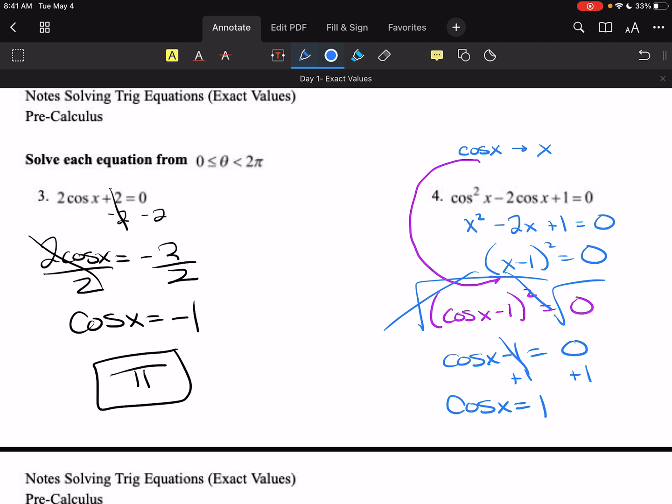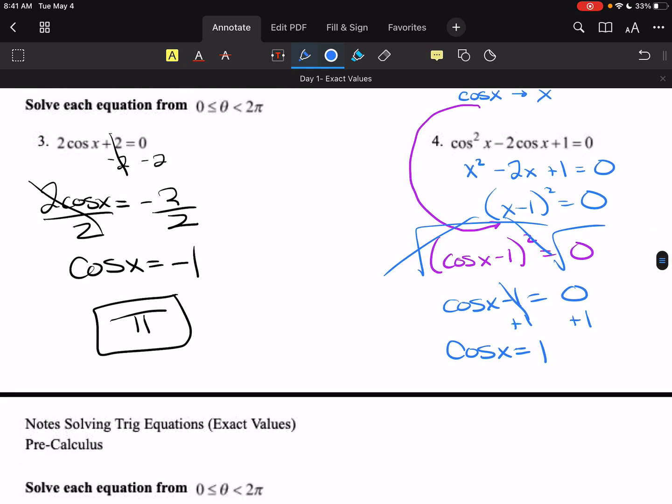So this is where some mistakes will be made. Remember our restriction, right? We're going from 0 to 2 pi, but the 2 pi is not included. Cosine of x equaling 1 happens at 0, and if we went all the way around, 2 pi, right? But because of my restrictions, I'm only going to have 0 as an answer, not the 2 pi.